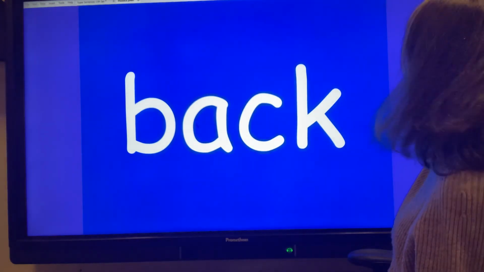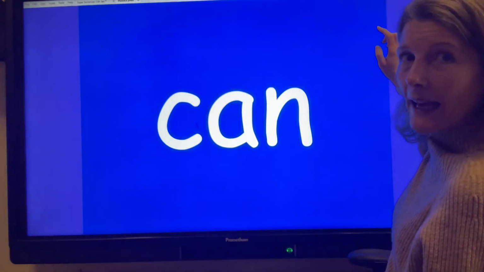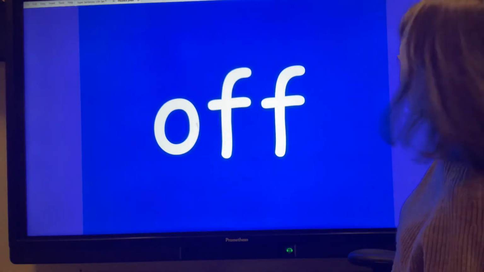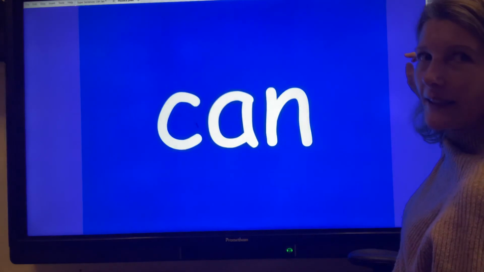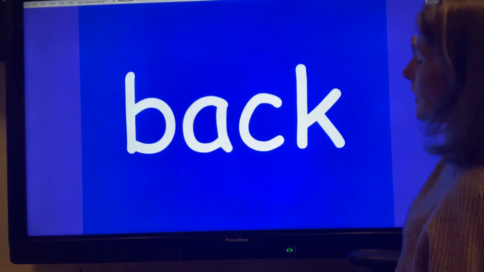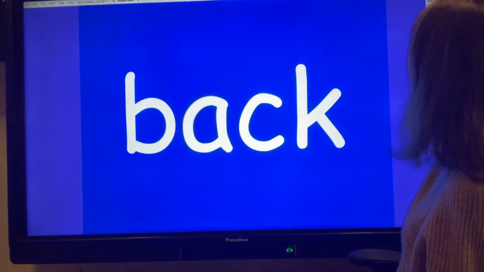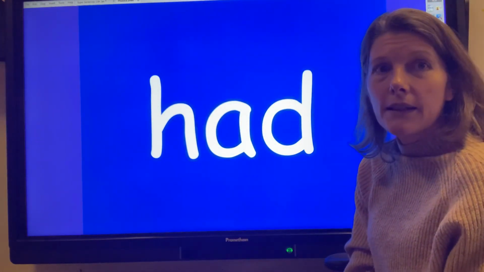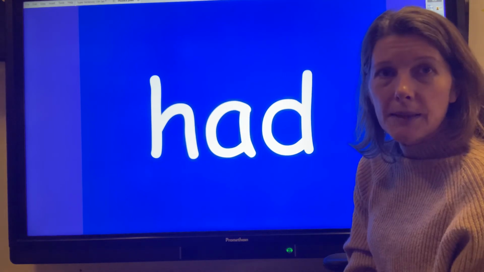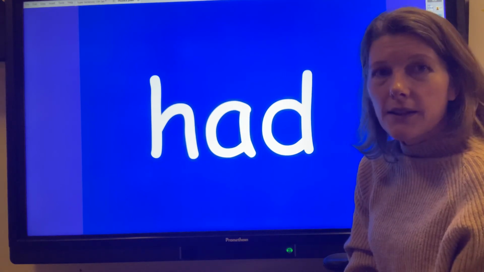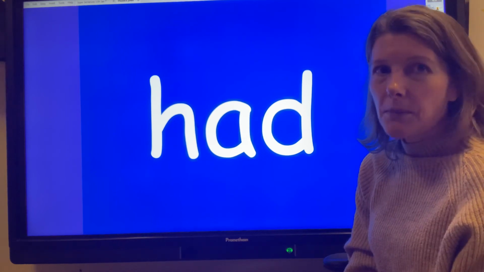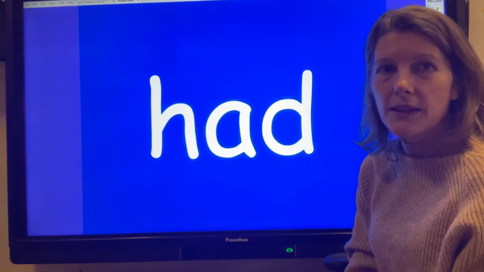Back. Can. Off. Can. Back. Had. And remember, there is that fantastic game on Phonics Play, the tricky word trucks. So if you log into Phonics Play and have a go at that, that would be a fantastic way to practice starting to recognise some of these high frequency words.